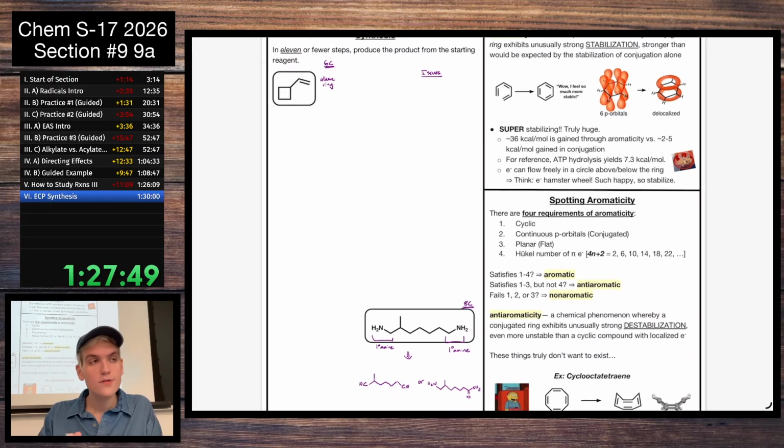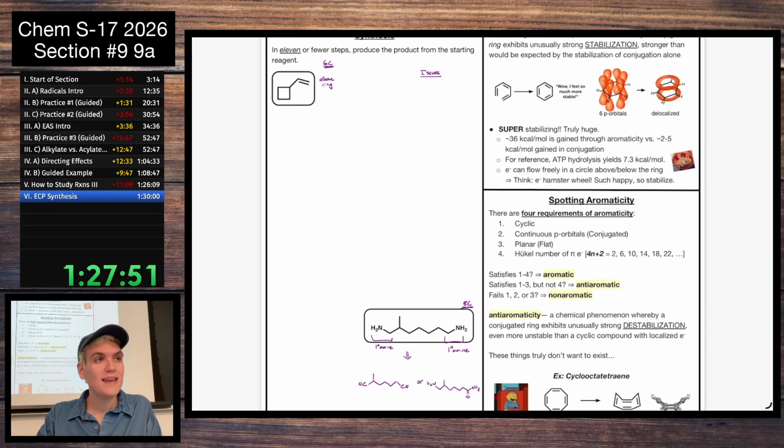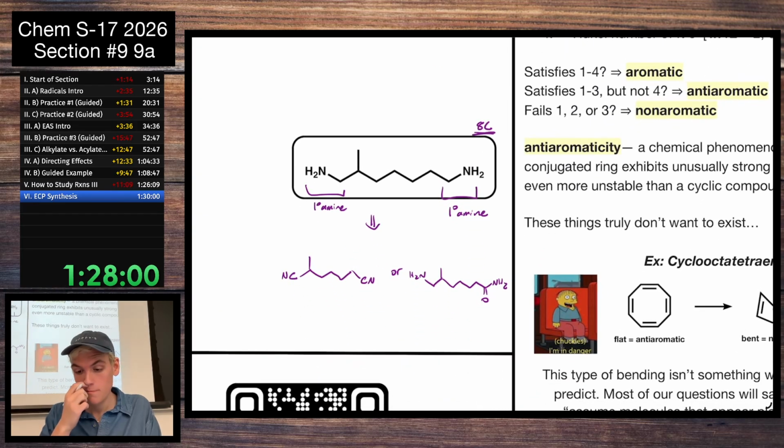Okay, so initially we have an alkene and we have a ring, right? Four-membered ring. And we only have 6 carbons. But in our products, we've made 2 primary amines. We now have 8 carbons, so we've added 2 carbons somehow.